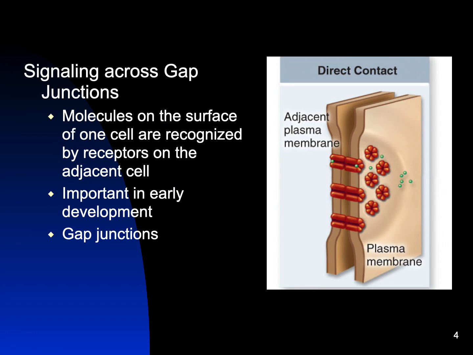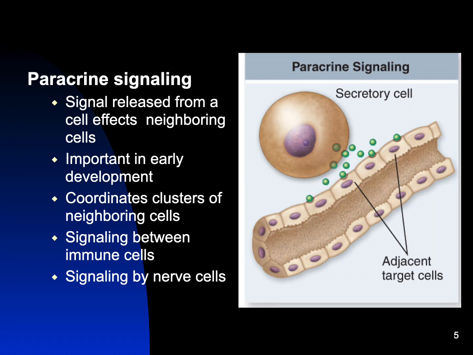So let's look at these a little more specifically. Signaling across gap junctions happens in early development and in special organs like the heart. Molecules on the surface of one cell are recognized by the receptors of the other, or they're signaling across little bridges between the cells. And so you find this very commonly in early embryos, but also sometimes in specialized organs.